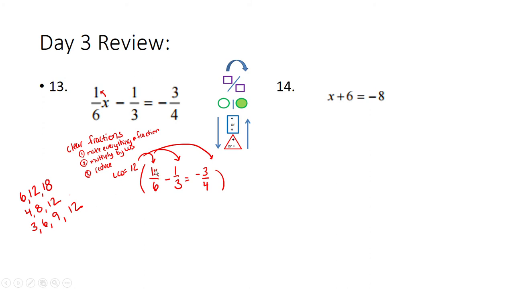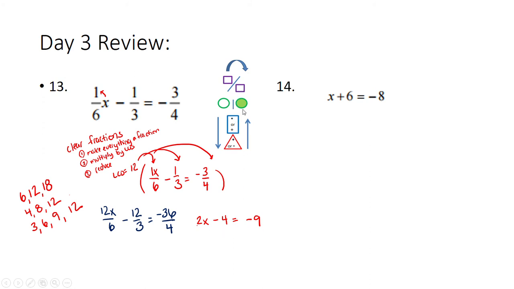in common. Now, if you multiply all your numerators by 12, this will be 12x divided by 6, then 12 times 1, 12 divided by 3, 12 times negative 3, negative 36 divided by 4. And then if we reduce, which is our third step, 12x divided by 6 becomes 2x, 12 divided by 3 is 4, negative 36 divided by 4 is negative 9. Okay, that was our clearing our fractions.